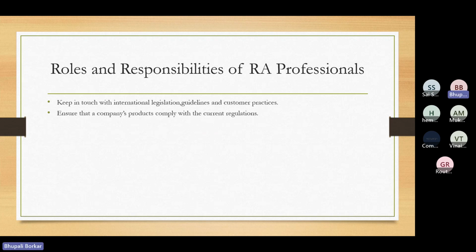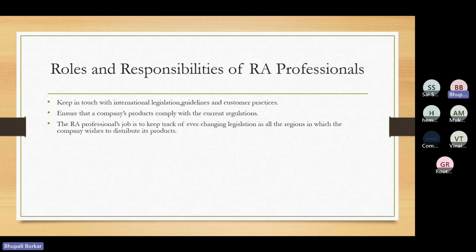Second thing is ensure that the company's product complies with current regulations. That whatever is there in the dossier, whatever changes are made in the dossier, the same is notified to your agency. Next is, the RA professional's job is to keep track of ever-changing legislation in all regions in which the company wishes to market its product.